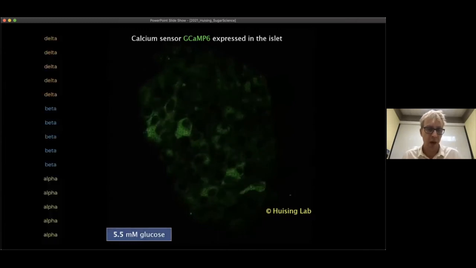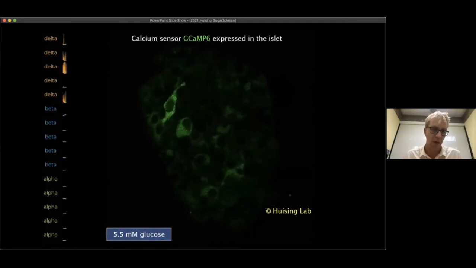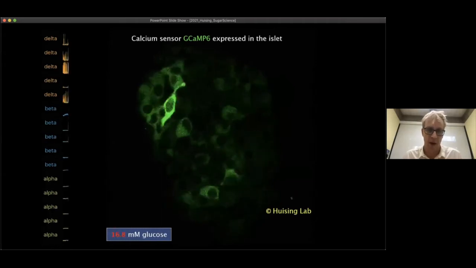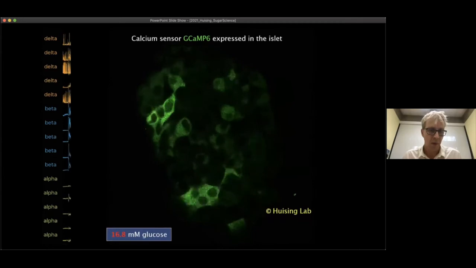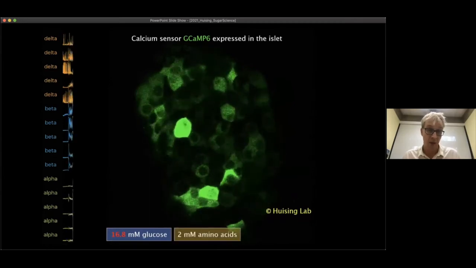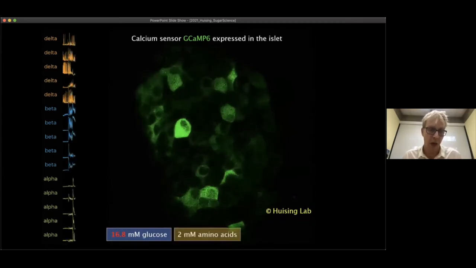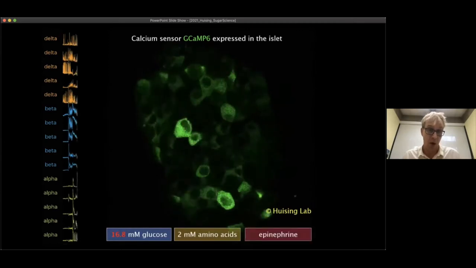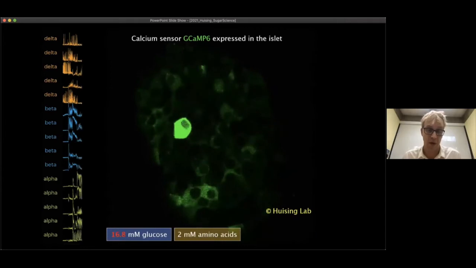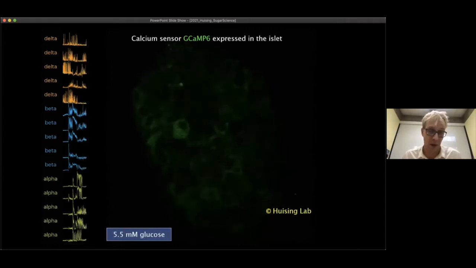cell function. And then as we shift from low glucose to high glucose, we then start to see beta cells chime in and become activated. And then if we add amino acids, alpha cells also start to chime in. So now we actually see what's going on in response to a mixed meal stimulation or an epinephrine stimulation at all cell types in the islet at the same time.